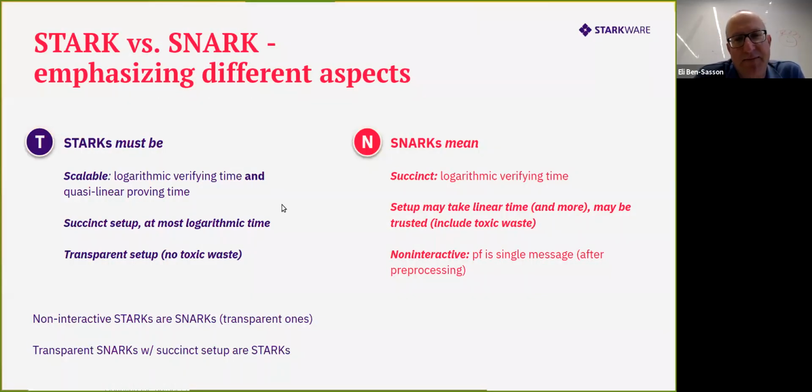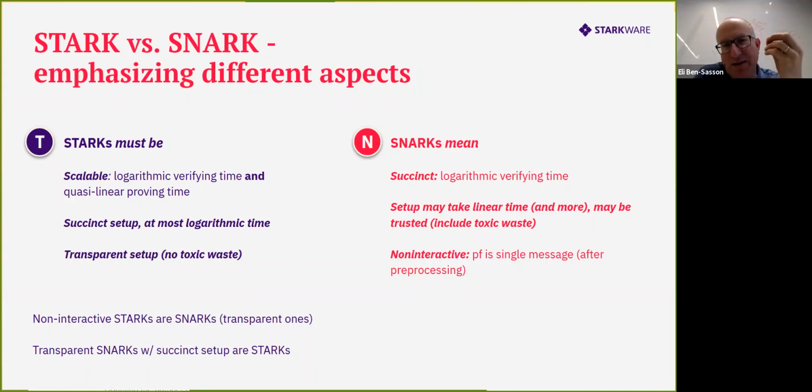So think of this universe. Both Stark and Snark are mathematical definitions. And as mathematical definitions go, there are some creatures that have one property, some that have the other property, some that have both, and some that have neither. So I just want to stress the difference in the mathematical definition between a Stark and a Snark, and what classes of computations they represent.